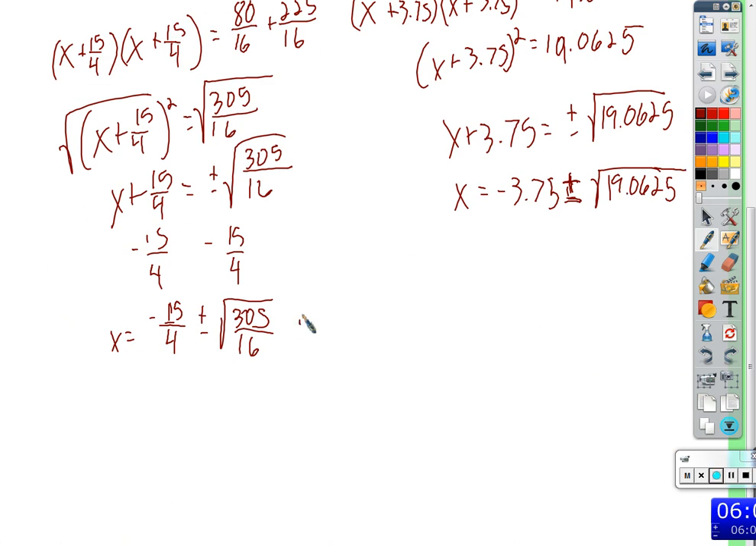Decimals would be 0.616 or negative 8.12.